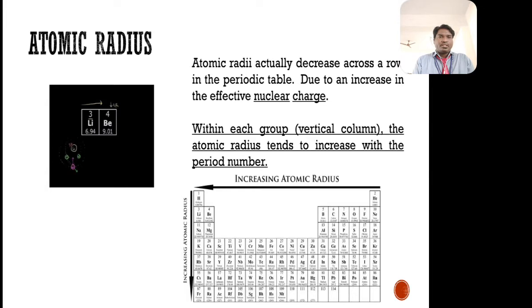Atomic radii actually decrease across a row in the periodic table due to the increase in the effective nuclear charge. Within each group, which means a vertical column, the atomic radius tends to increase with the period number. So this is the periodic table.